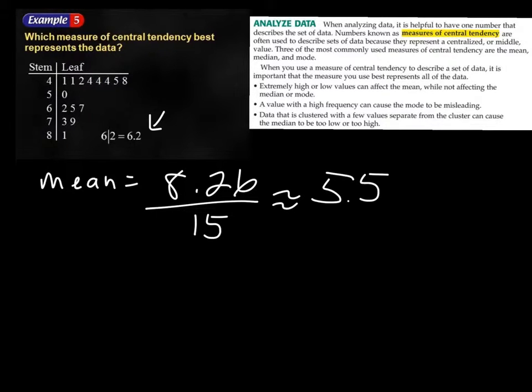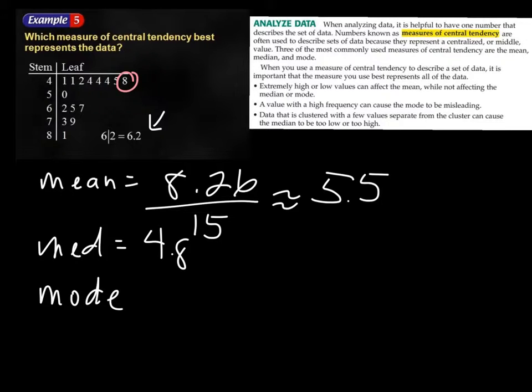A stem and leaf plot is great for finding the median because it's already organized in order from least to greatest. So I can just start counting. I now have 15 pieces of data. So if I count 1, 2, 3, 4, 5, 6, 7, the 8th one should be my median. And just to double check, if I count on the other side, I should have 7 there also. 1, 2, 3, 4, 5, 6, 7. All right. So my median is 4.8. And the mode is great from a stem and leaf plot.